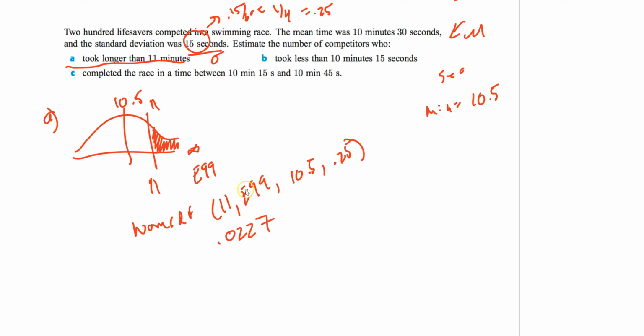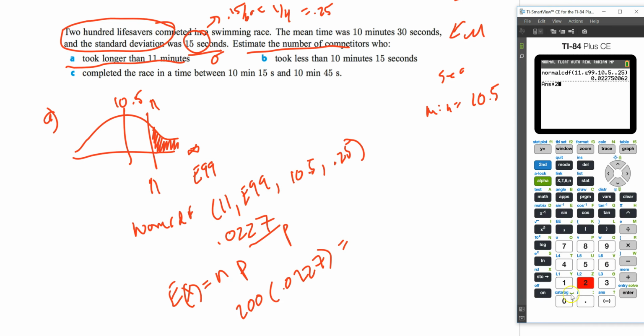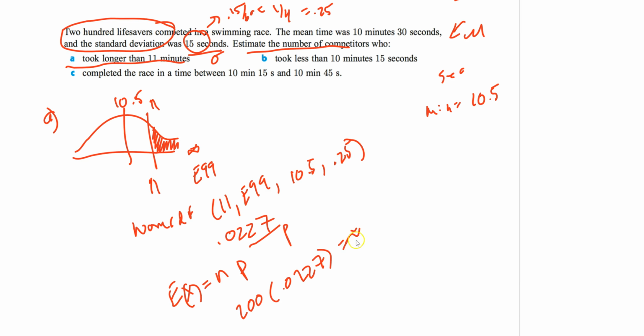Now this is the reason I'm doing this in one example, and I'm only doing this part of it. That's the probability that you're going to spend longer than 11 minutes. They want me to estimate the number of competitors, right? So it's actually one extra step. There's 200 competitors, so remember the way we do expected value? It's n times p. That's my p, that's my n. Multiply them together: 200 times 0.0227. And then voila. About 4.55 competitors spend longer than 11 minutes.